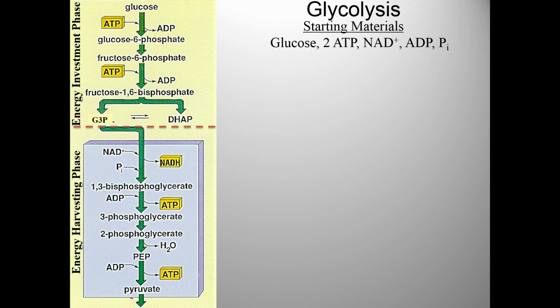So, glucose is brought into the cell, and initially this glucose is going to be phosphorylated by ATP. Alright, so glucose has the attachment of a phosphate group added onto it to 6-carbon. Alright, so here your starting materials are glucose, ATP, NAD+, ADP, and inorganic phosphate.